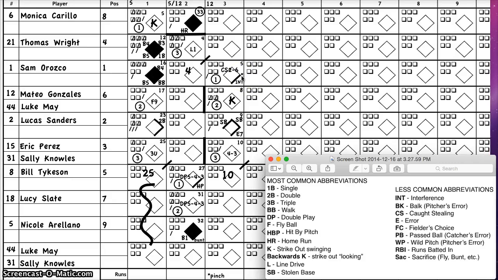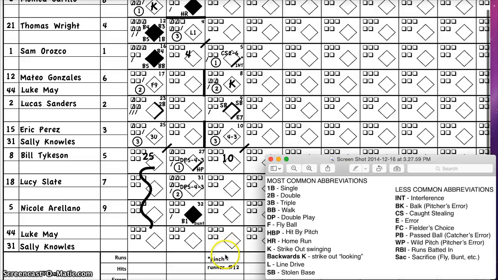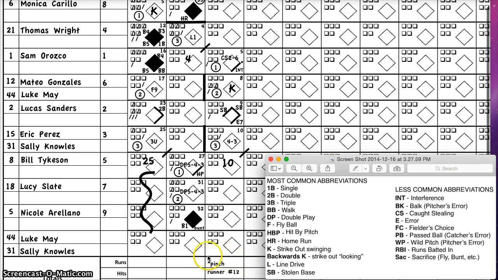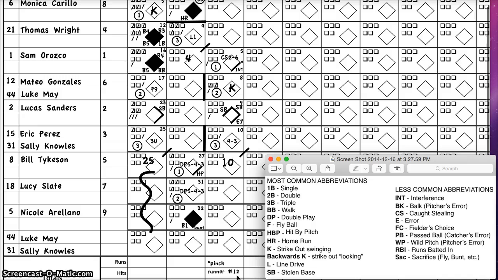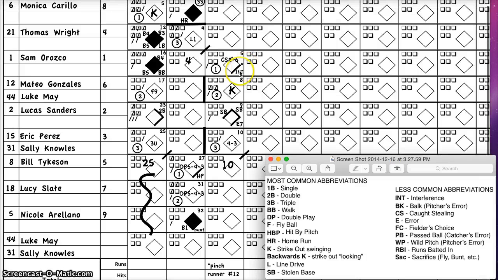Now I see there's a little star right up here, and this star is what I use whenever I want to make a note of something that I don't know how to abbreviate. So if I come down here, I see that the coach for the Braves put in a pinch runner at that point. So number 12, who was Mateo, who came out when Luke went in, is running for Luke and went right there at first base. So that's just another way to note something when you don't know what the abbreviation is. So that's how I got to first.